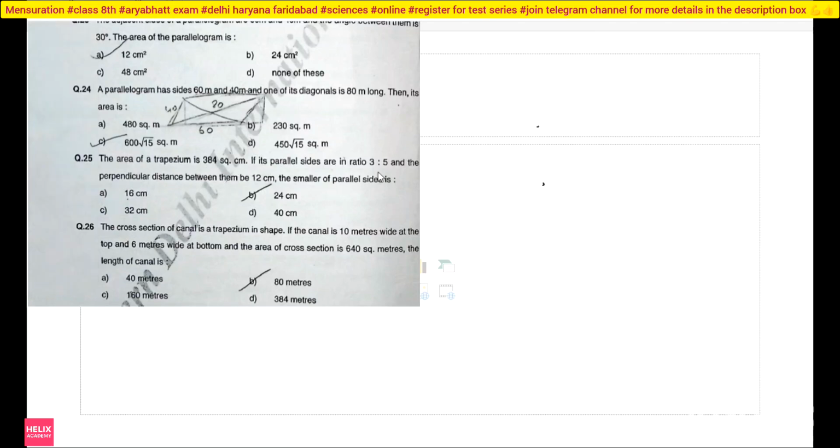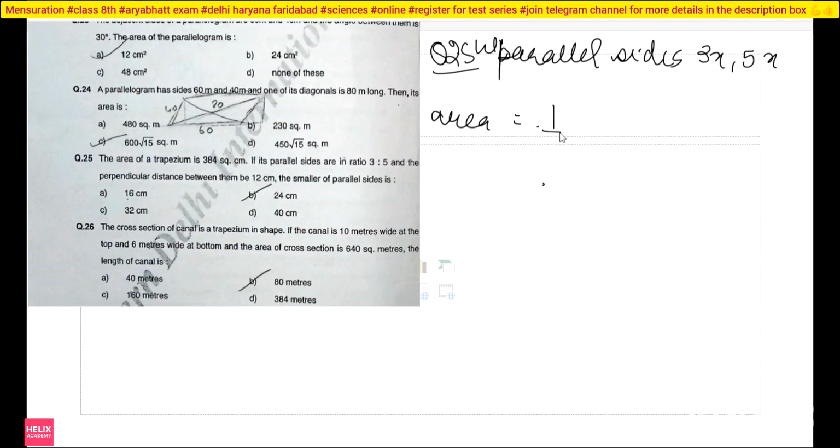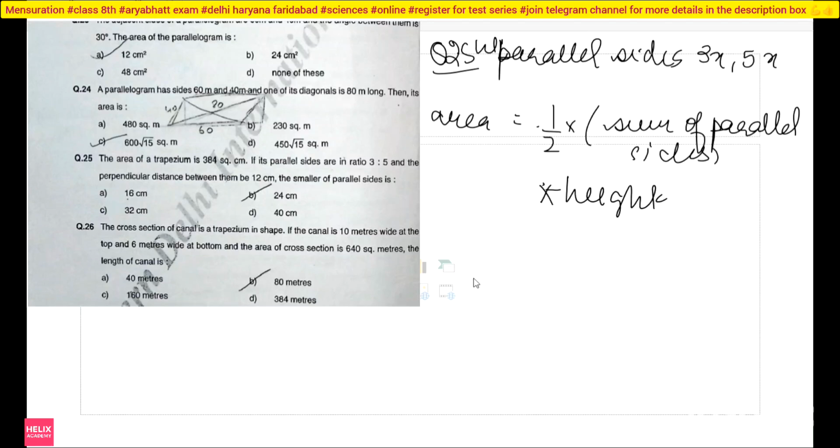Now the parallel sides have a ratio. These are the parallel side ratios. So the ratio is 3:5. I already told you, whenever there is a ratio, you just multiply it by x. So your parallel sides become 3x and 5x. Okay, so area is nothing but half into sum of parallel sides into height.